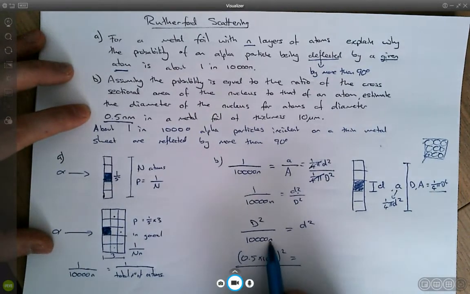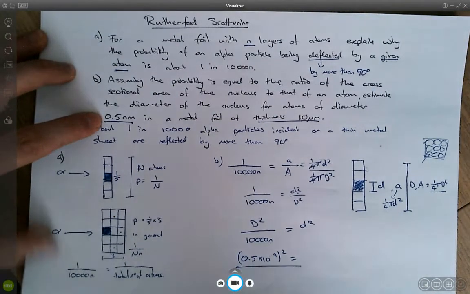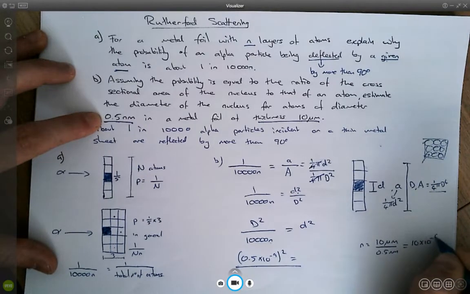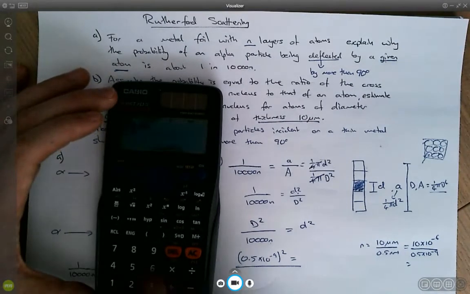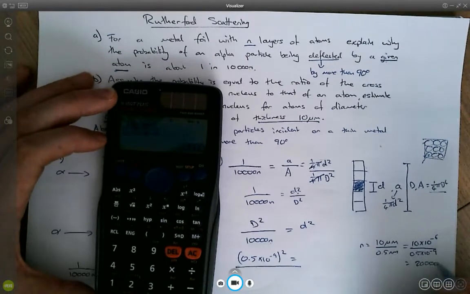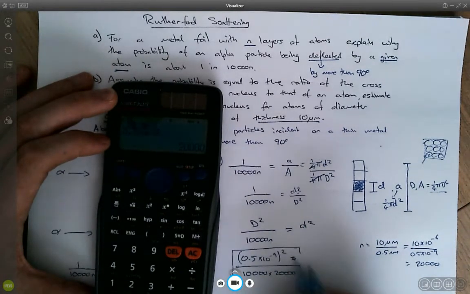And how many layers are there? Well, if it's thickness 10 micrometers and the diameter of one atom is 0.5 nanometers, then we can say that the number of layers is 10 micrometers over 0.5 nanometers, which is 10 times 10 to the minus 6 over 0.5 times 10 to the minus 9, which equals 20,000. So this is going to be over 10,000 times 20,000. And then we obviously need to square root all of this to get our diameter.